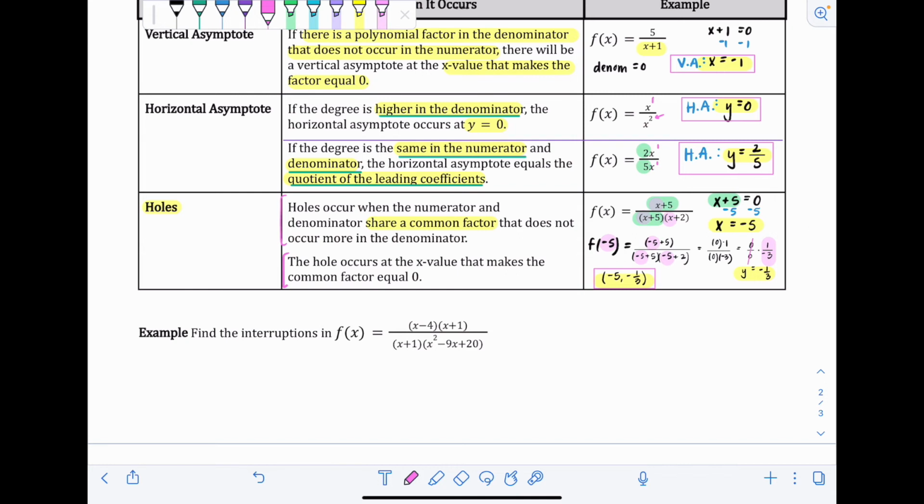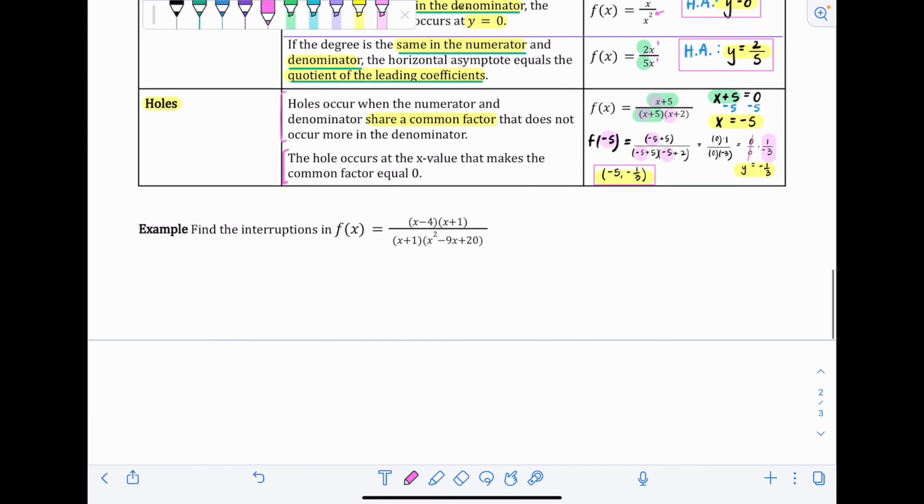So in order to make sure we find all the interruptions, we have to make sure that everything is factored completely. So the x squared minus 9x plus 20, that part can be factored. A is 1, so I would just need numbers that multiply to c and add up to b. So I would need to find a pair of numbers that multiply to 20 and add up to -9. That pair of numbers would be -4 and -5, because -4 times -5 would be a +20, and then -4 plus -5 would be a -9.